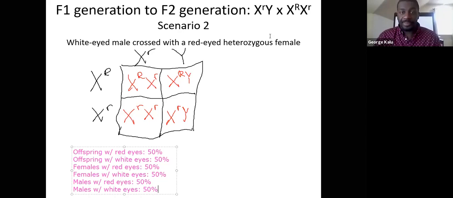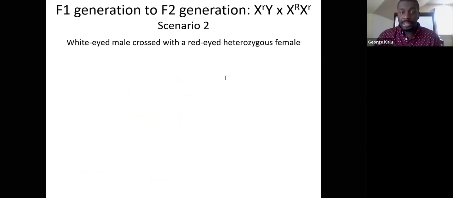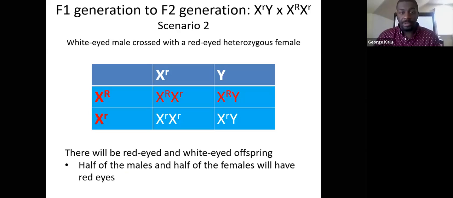Cool. So I'll go ahead and clear this so we can see what's going on here. So same thing: half of the males that we produce and half of the females will have red eyes, and the other half will have white eyes.